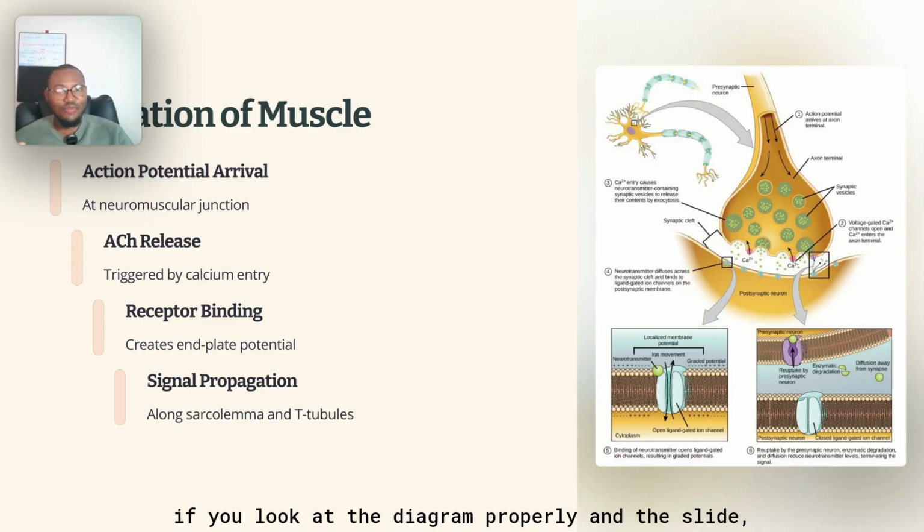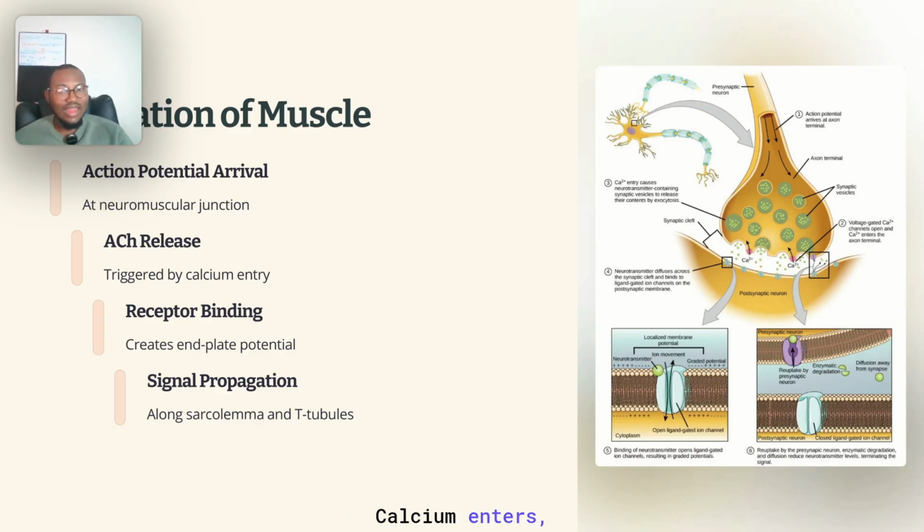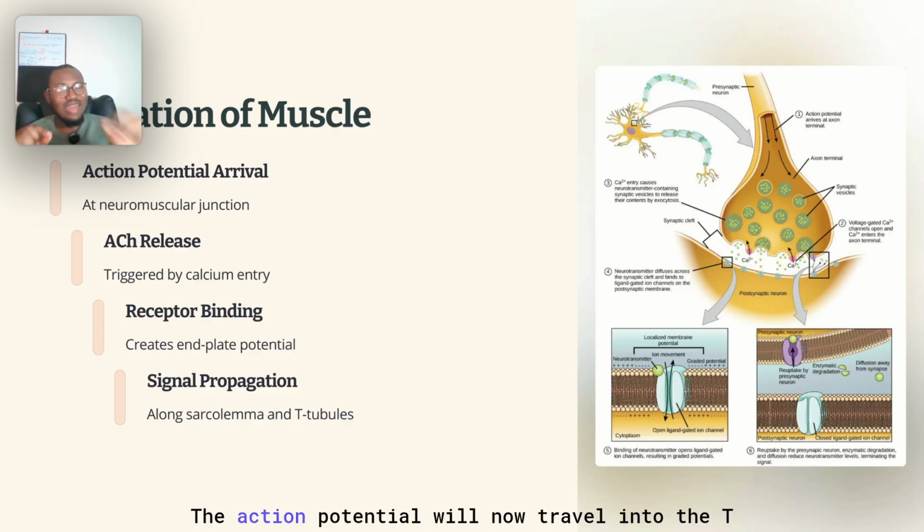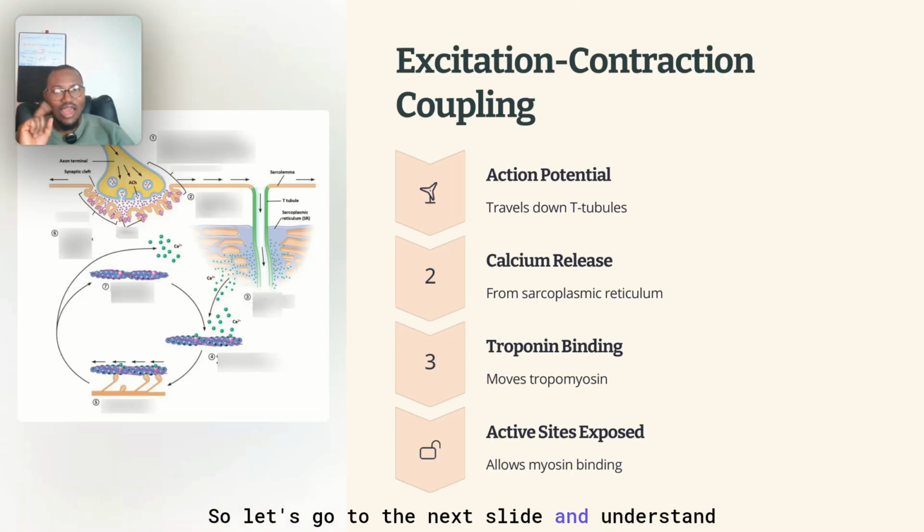If you look at the diagram and the slide properly, action potential arrives at the neuromuscular junction, causes calcium to enter. Calcium enters, bursts the vesicles. The vesicles pour out the neurotransmitters. The neurotransmitters bind to the receptors, open the sodium-gated channels. Sodium rushes in, causing positivity, which increases the potential. And immediately action potential is formed, what happens? That's the next question. The action potential will now travel into the T-tubule. So let's go to the next slide and understand properly.